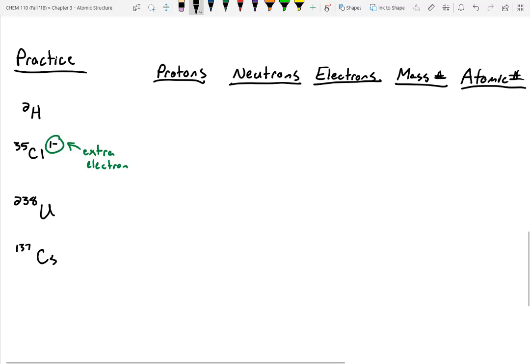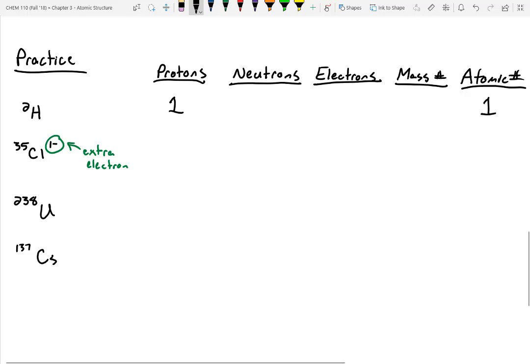Let's do this. Let's work through the first one together, and then we'll come back and look at the last three. So the first one, how many protons does hydrogen always have? 1. And we know that because its atomic number is 1. Atomic number always equals number of protons. So again, we can go over here and we can say atomic number equals number of protons, which in this case is 1 for both.